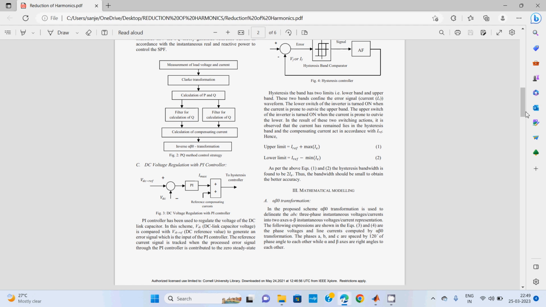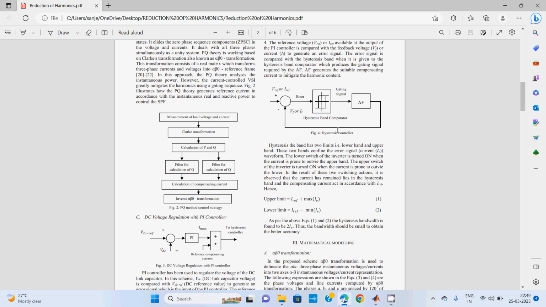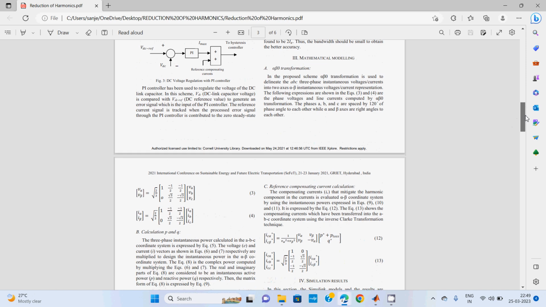This is the hysteresis controller here. Inside the hysteresis controller, there will be a band limit available. It limits the current with the help of the bandwidth. And in this controlling part, we are mainly focusing on the Clarke and inverse Clarke transformation.